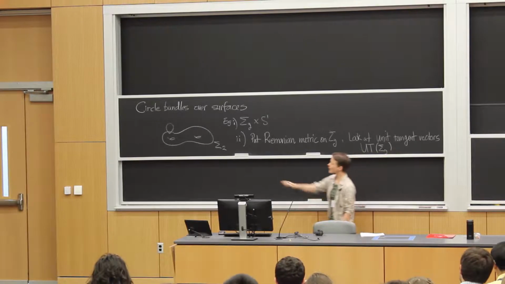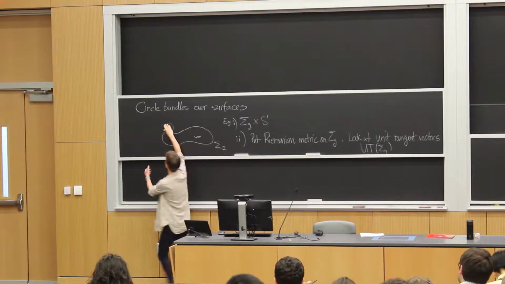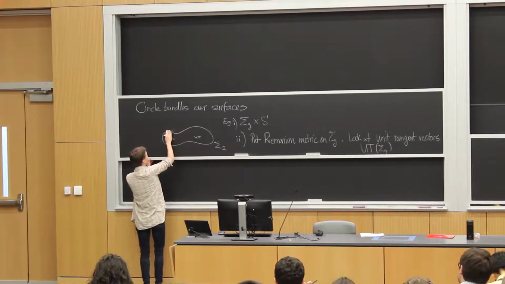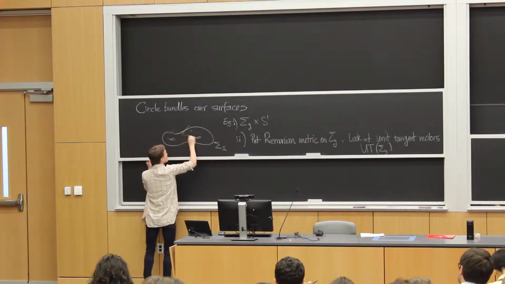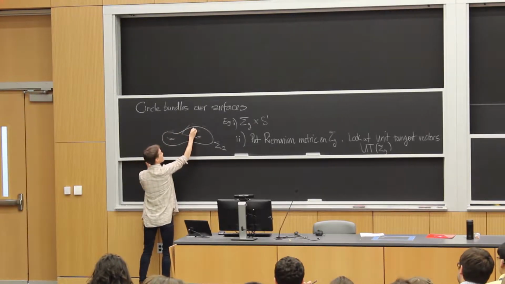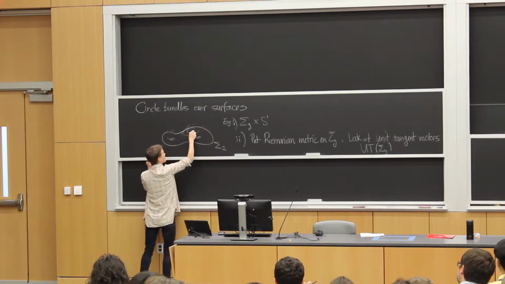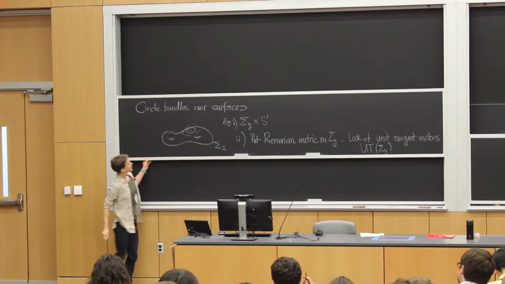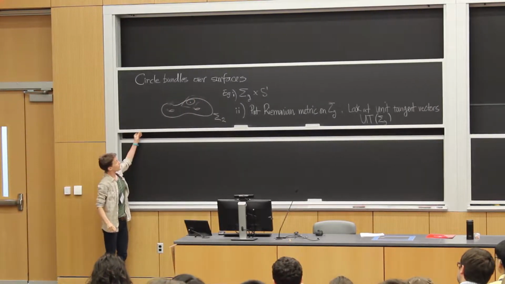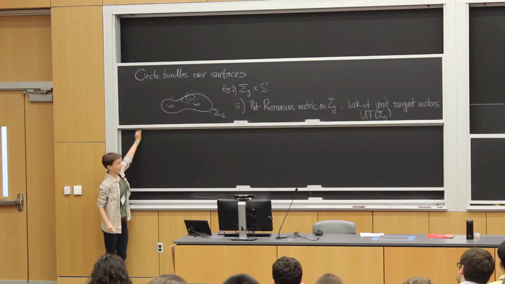So if you really are just a surface embedded in space, then at each point you have a literal tangent plane, and at that point I'm going to take the unit circle in that plane. That's a great way to attach a circle to every point of your surface.